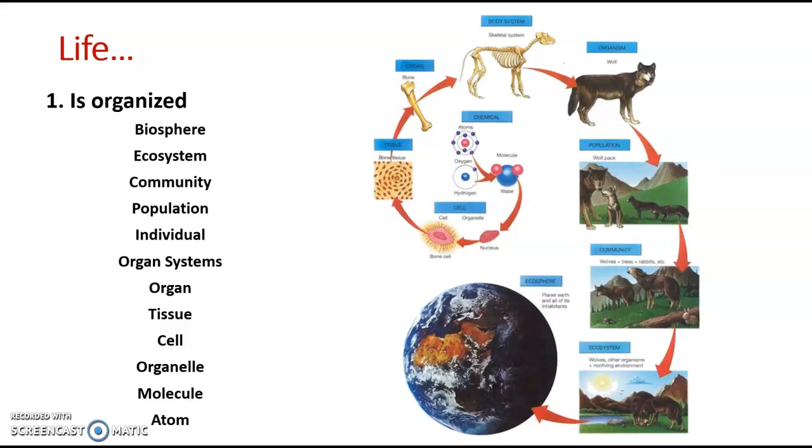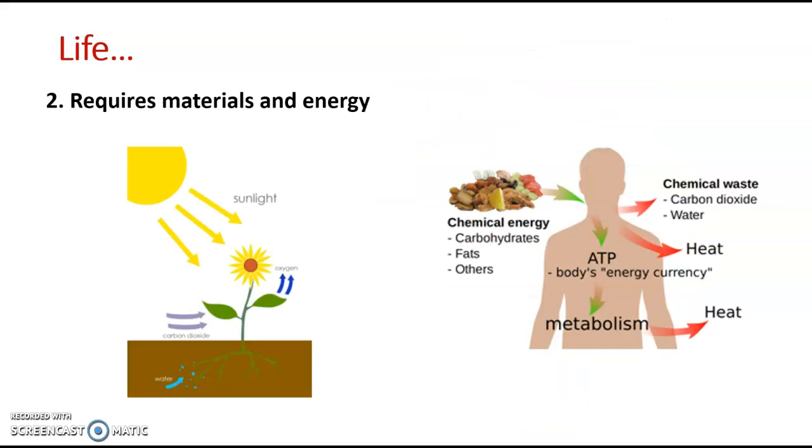When you get down to that cellular level, that's where we stop talking about things being alive. Things that are alive have to be made out of cells. So the things that make up cells, molecules and atoms, are not considered living things. So living things are all contained within this hierarchy. Life is organized. Life also requires materials and energy.